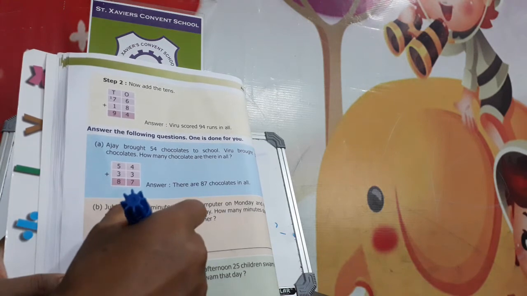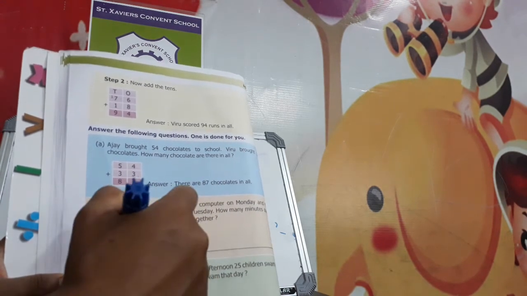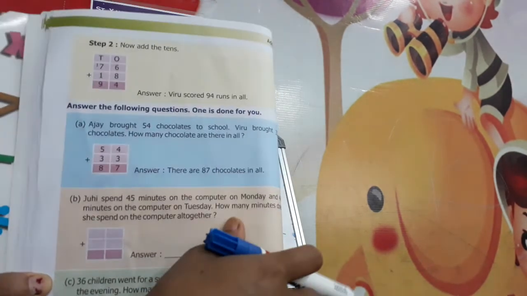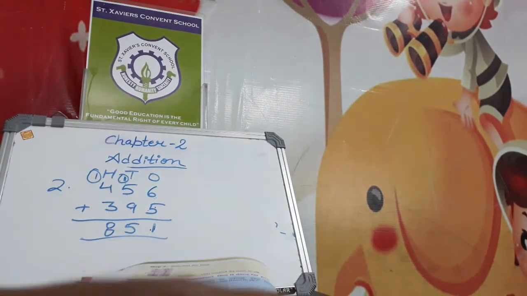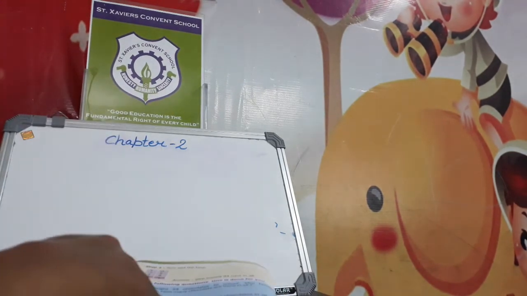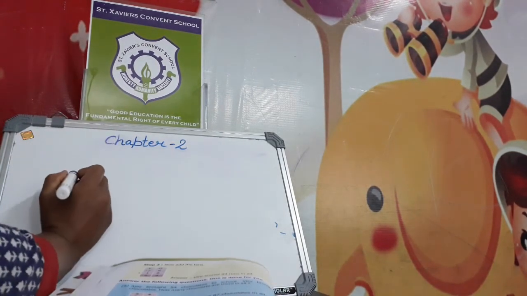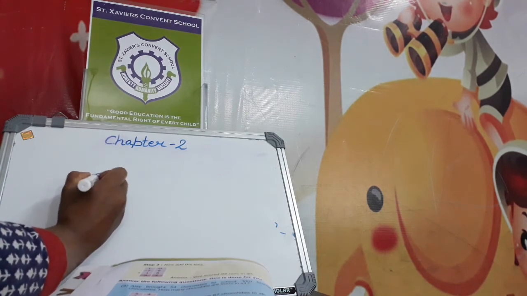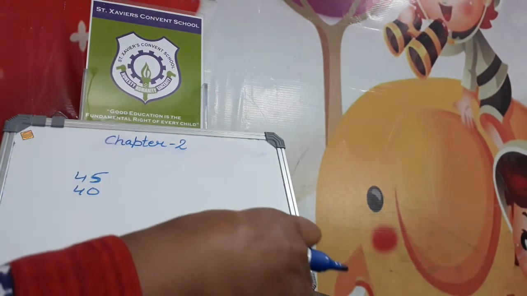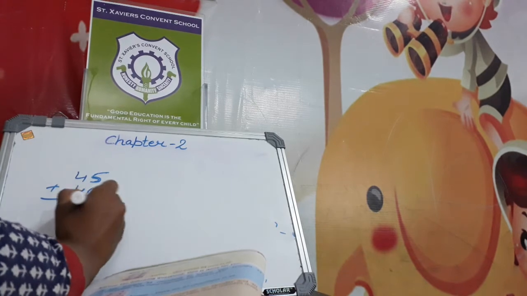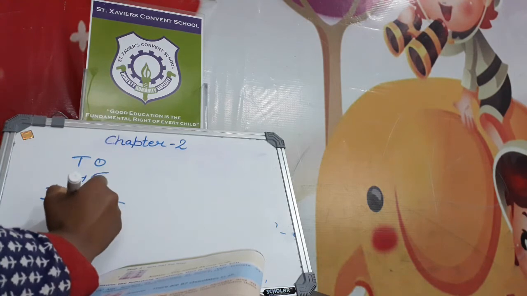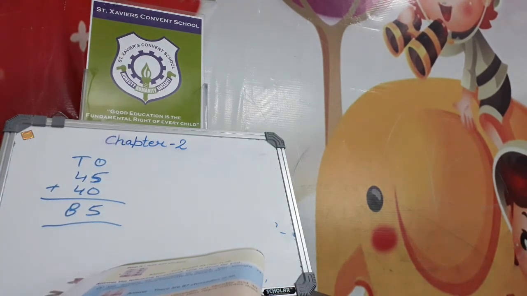First of all you have to make these boxes and you have to write these numbers, put them in this box and write the statement of this answer. The question is, what is the question? Juhi spent 45 minutes on Monday and 40 minutes she spent on Tuesday. Add these numbers. 5 plus 0 is 5, 4 plus 4 is 8. This is the answer, 85.